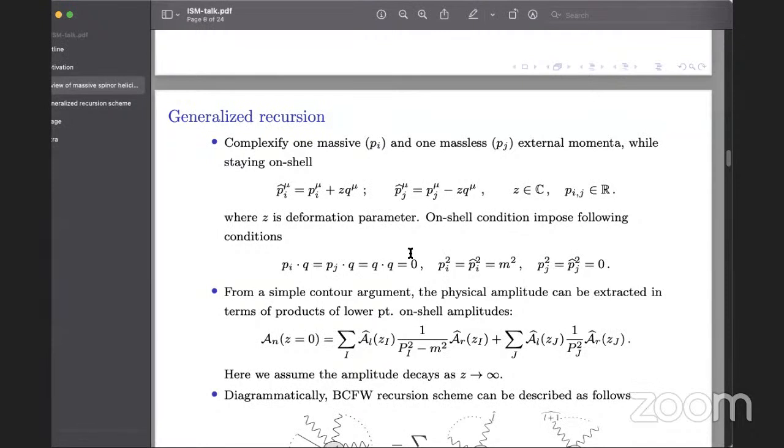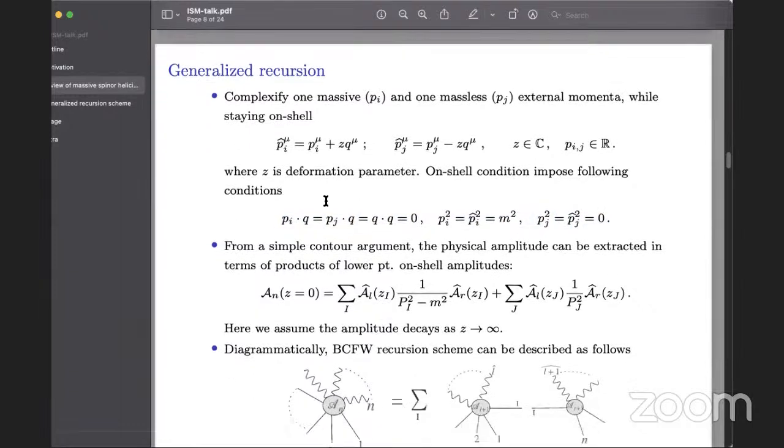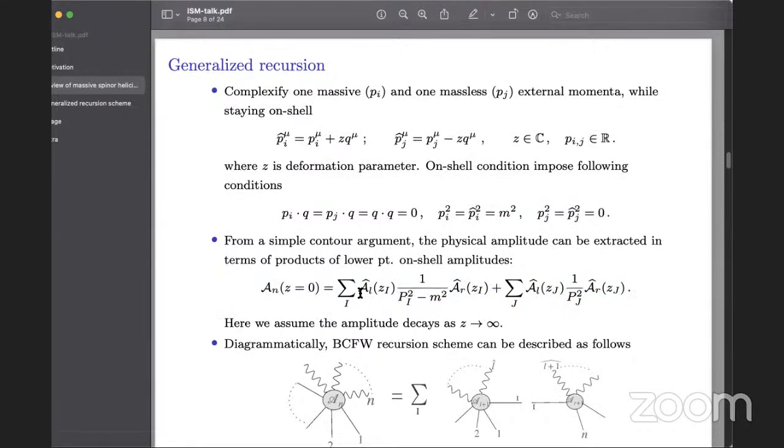So the on-shell condition imposes further these following relations. With this complexifying, one can extract the physical amplitude from the complex deformed amplitude from a simple contour argument, and it takes the following form. So the important point is that the physical amplitude is now a product of on-shell lower-point amplitudes A_L and A_R.